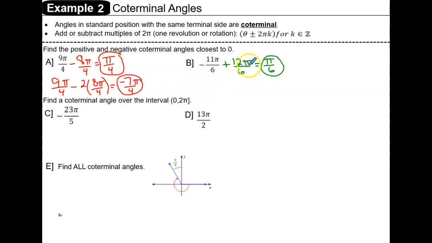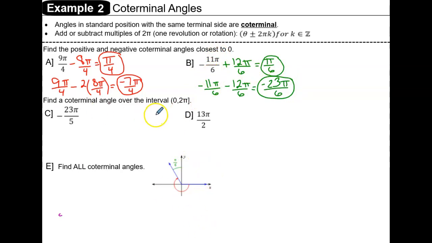Now, if adding one rotation got me a positive, then I would subtract one rotation to get a negative. So negative 11 pi over 6 minus, so now we're going clockwise, 12 pi over 6 is negative 23 pi over 6. And that would be my negative coterminal angle, closest to 0 with respect to the given angle.